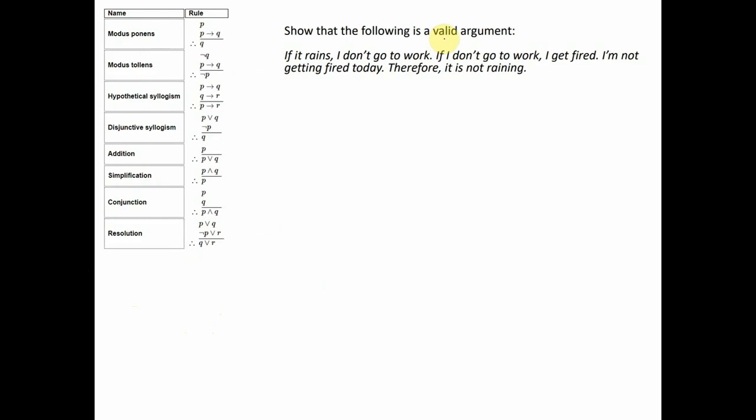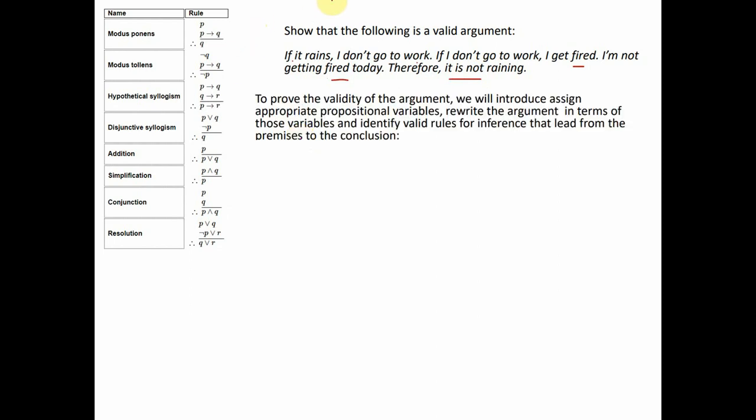So let's start. We have to check the validity of this argument. If it rains, I don't go to work. If I don't go to work, I get fired. I'm not getting fired today, therefore it is not raining. Now I have to check the validity of the statement. Once again, going through the process that we talked about in the previous slide, we will solve it in 3 steps.